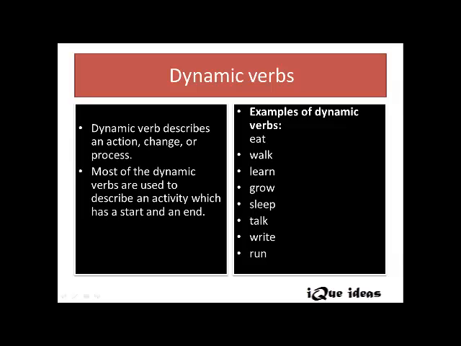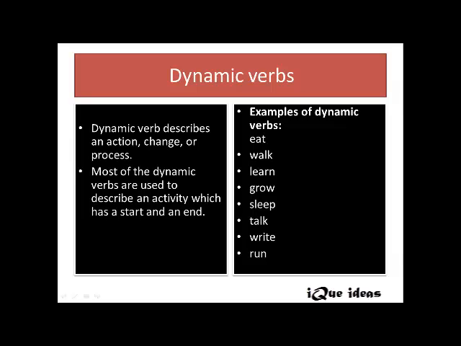We did stative verbs which express state. Now we are moving on to dynamic verbs. The word itself hints you that these verbs are action oriented. Examples of dynamic verbs: eat, walk, learn, grow, sleep, talk, write, run. All these actions are tangible. They have a start as well as an end.